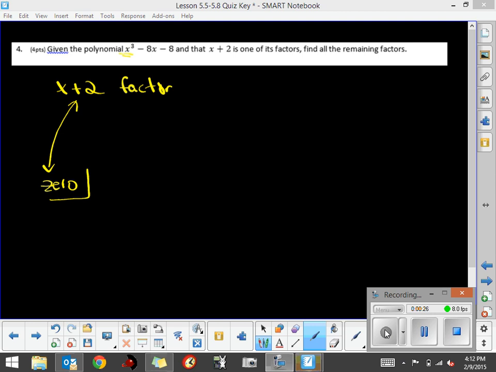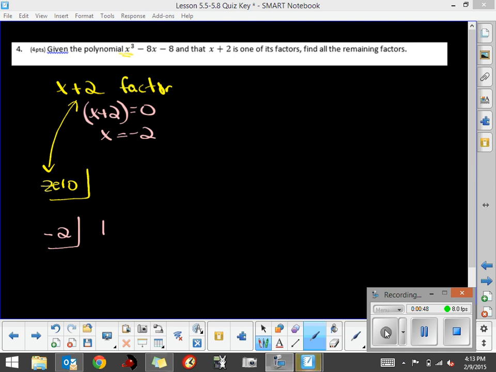So in order to do that, what we can always do is we know that factors are the things that we set equal to 0. Factors are set equal to 0 to find solutions, and solutions are your zeros. So that means that x equals negative 2 is your zero that you're going to divide by. So we're going to divide by negative 2, and we want to divide into the polynomial.